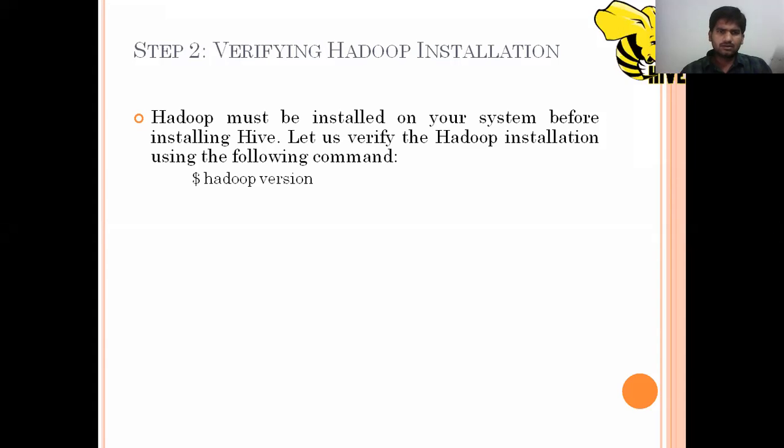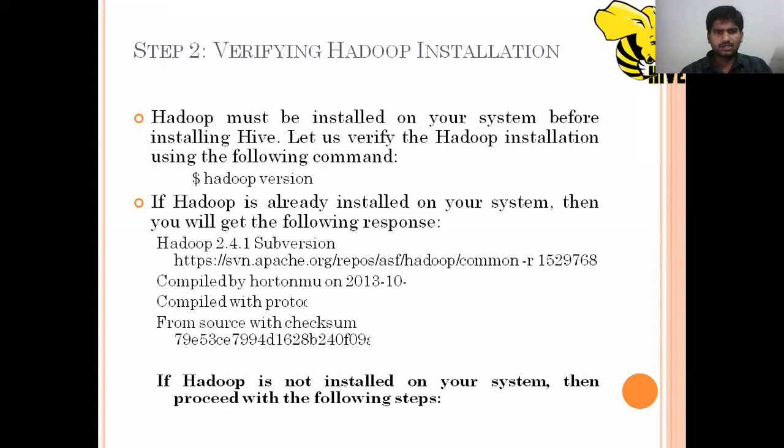Before the installation, let's verify the Hadoop installation using the following command. That is, we are going to check the Hadoop version. If it is already installed on your system, then you will get a response like this. So that is the Hadoop 2.1.1 subsystem is there.